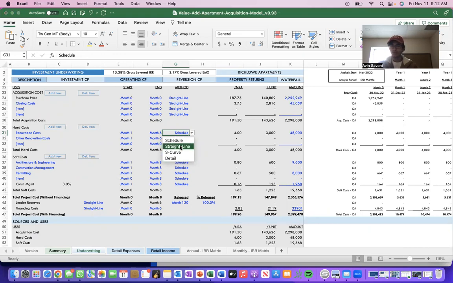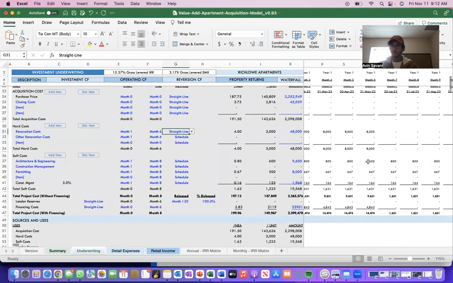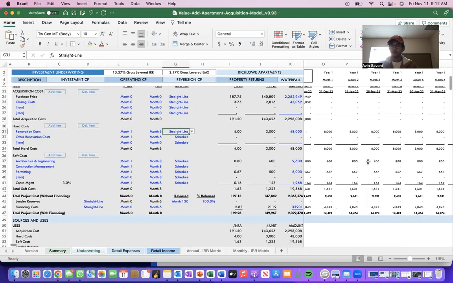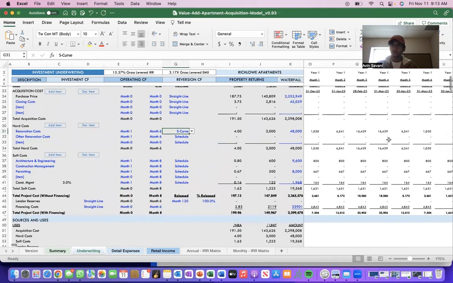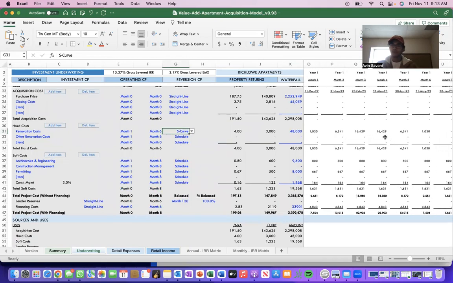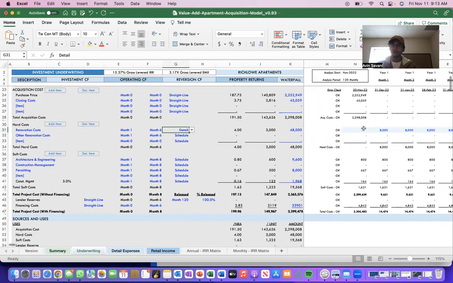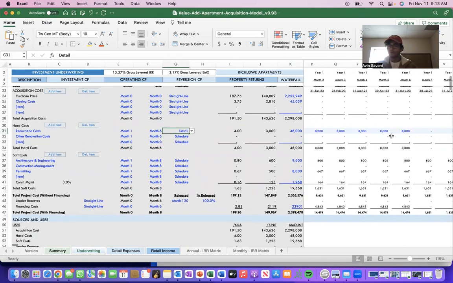If it's a straight line, then it's going to be a lot in one period, broken down evenly into just 3 or 4 months. If it's an S curve, it's going to gradually increase. So here it starts at 1,000, goes to 6,000, 16,000. And then the other option is detailed, so you can actually customize it the way you want.